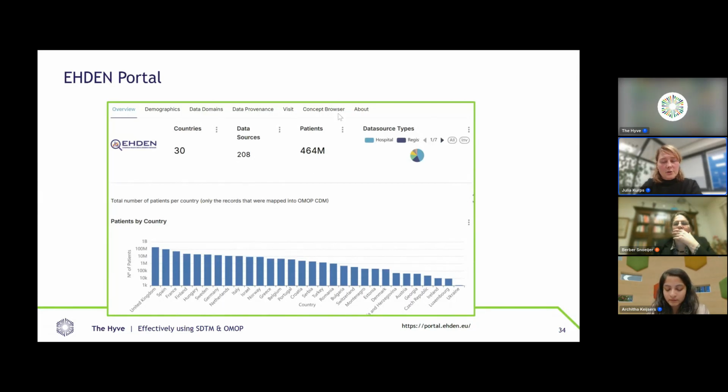You can also use the concept browser to see, for a certain concept ID for a certain disease, for example, how many patients you have in the different sources, so different hospitals, for example. That really helps you if you want to do a feasibility assessment for large network studies. But that is Eden and the Eden Foundation.